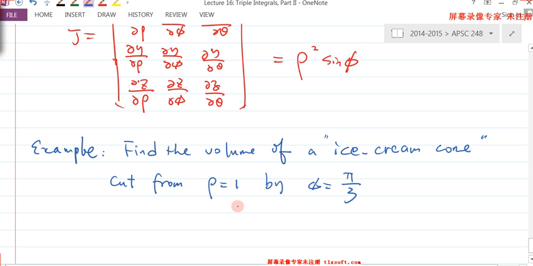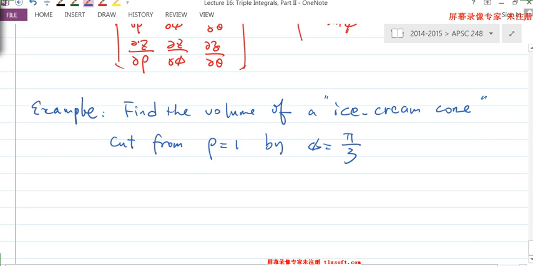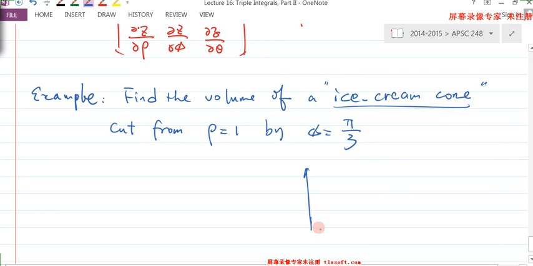If I interpret this, rho equal to 1, as we just learned, is actually a sphere. And phi equal to pi over 3 is a cone. But not a perfect ice cream cone, because an ice cream cone has a topping, and that is flat. So this is a cone, and this is a sphere. Then you cut it out, and you get this ice cream cone here. So let me illustrate this by drawing it here.